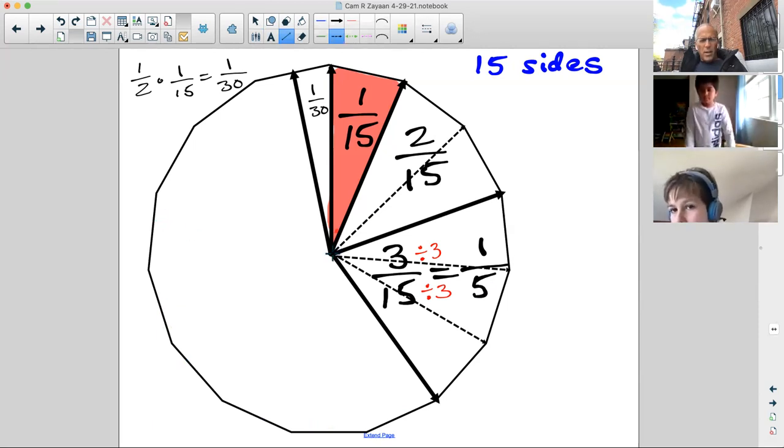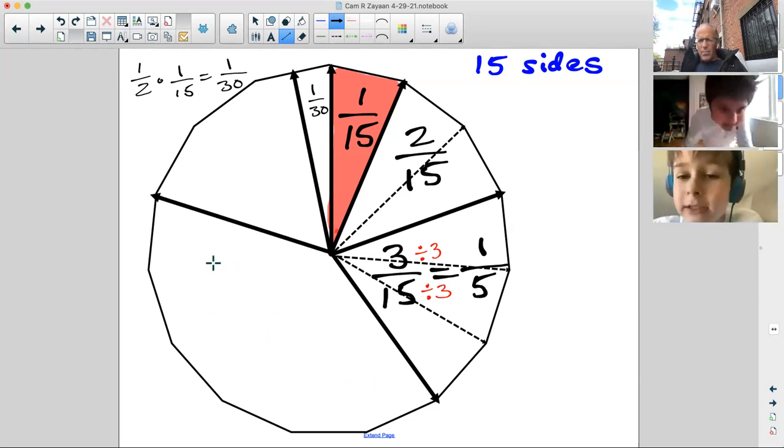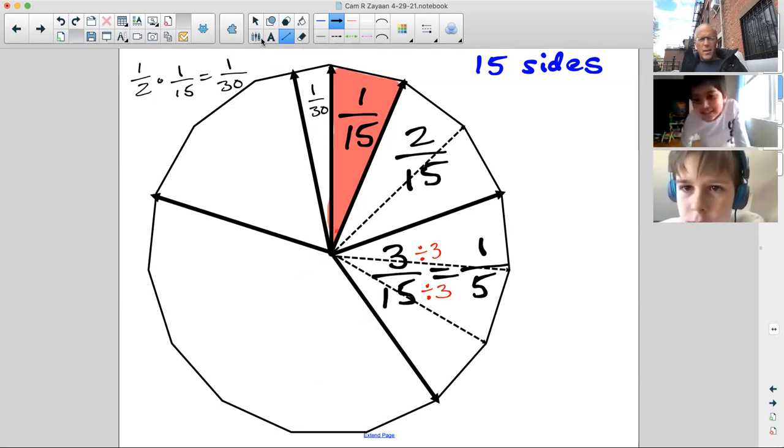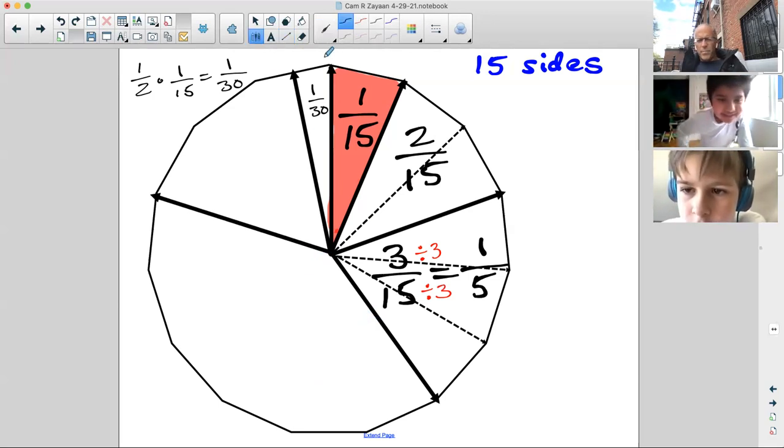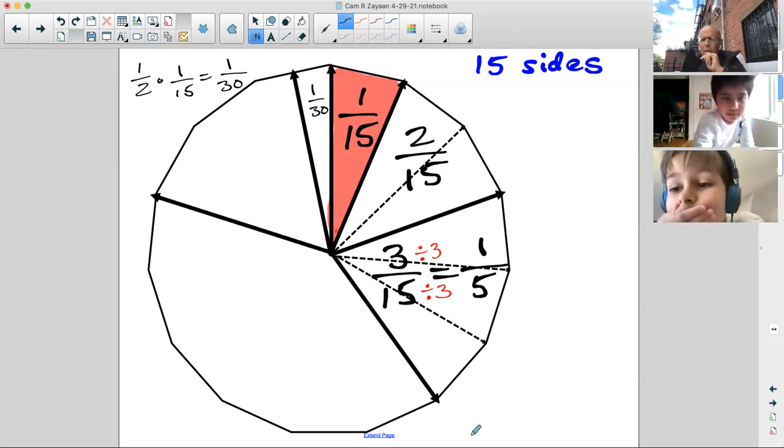Now I'm going to give you 1, 2, 3, 4, 5. Oh boy. How many 15ths is this, boys? Come on, count them. Can you split it out? Go ahead and count them. Don't say it out loud if you have it. 6.